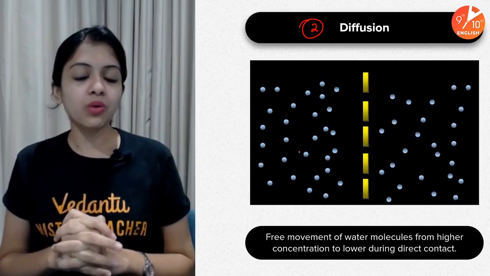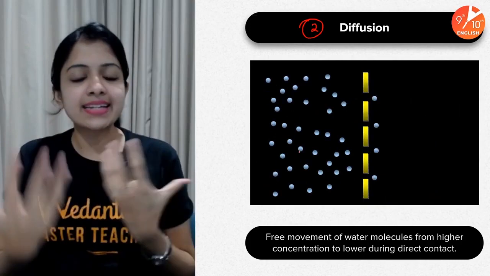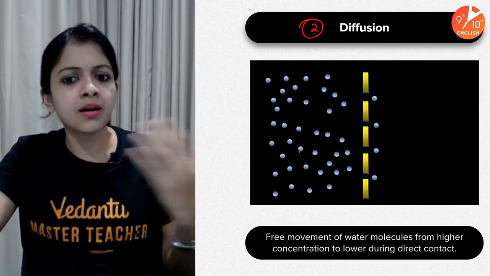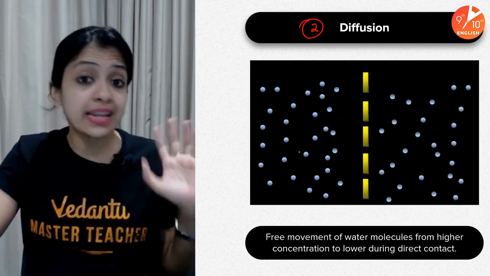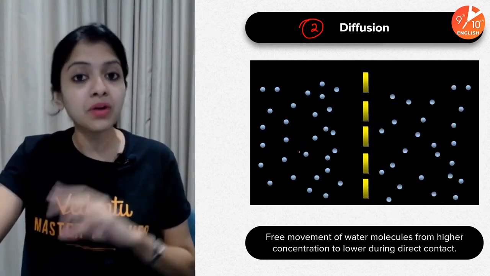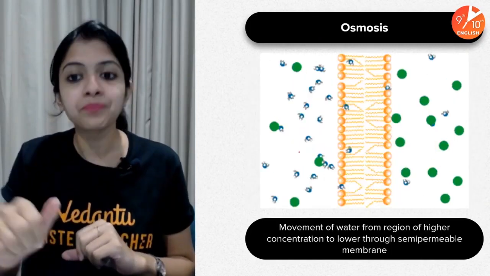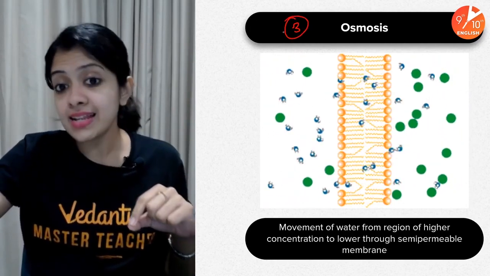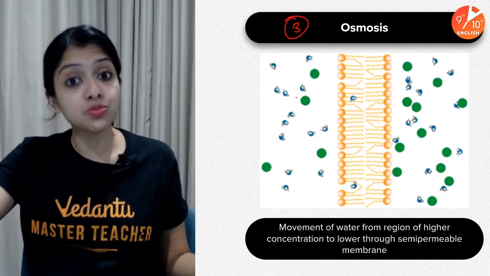So this is also important for various kinds of transport inside a plant body. Diffusion, be it gases or water or anything, diffusion is very, very important. But in this chapter, we are mainly concerned about water and mineral transport. Okay, now coming to something very similar, yet a little different: osmosis.